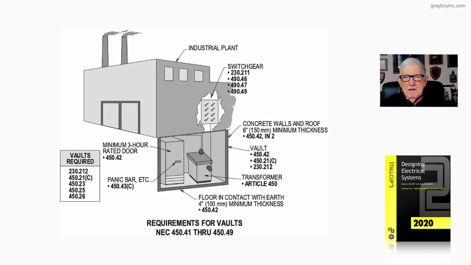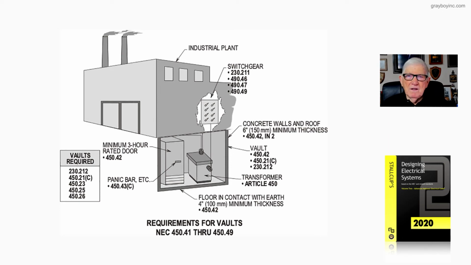450.43(C). The floor now is 4 inches a minimum thickness in accordance with 450.42, and the concrete walls and roof area is 6 inches minimum thickness in accordance with the informational note 2 to 450.42. Now the vault itself, review 450.42, 450.21(C), and 230.212.